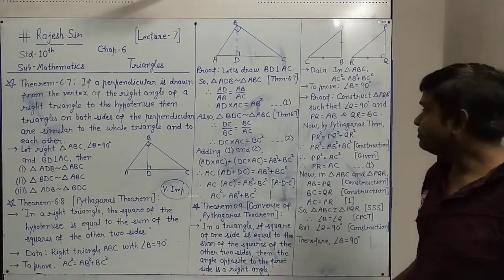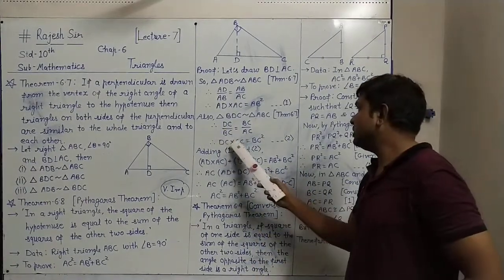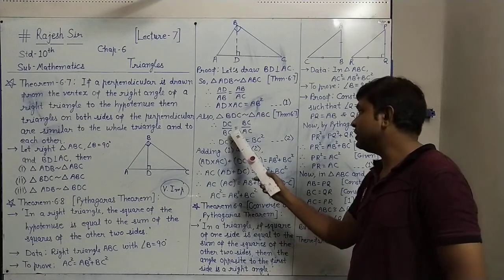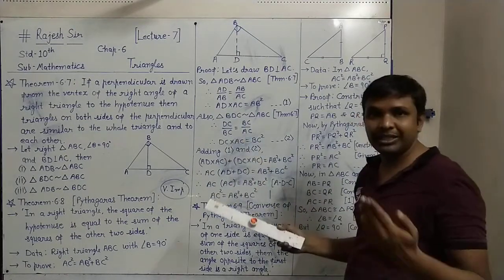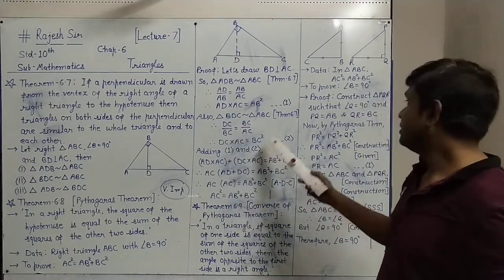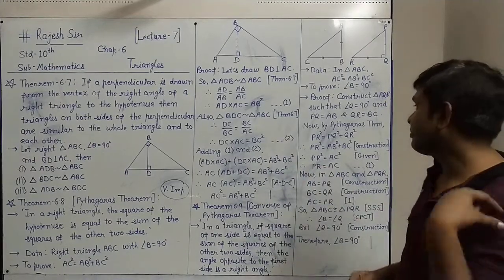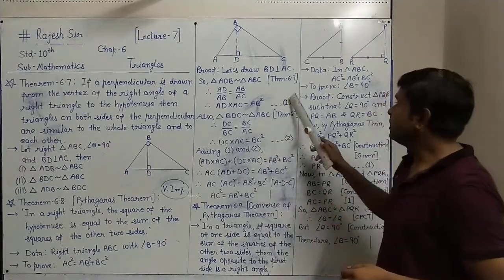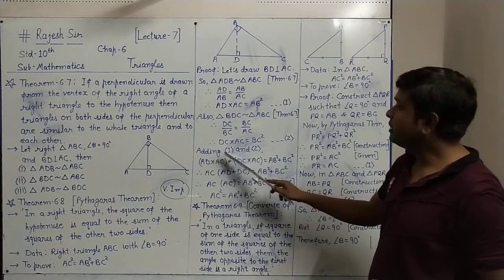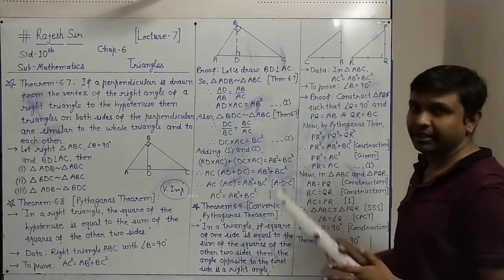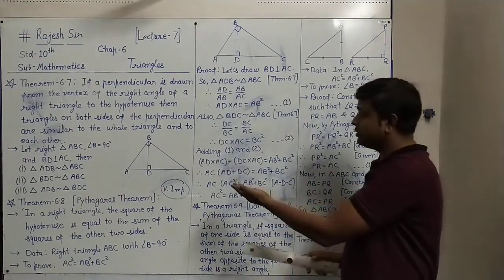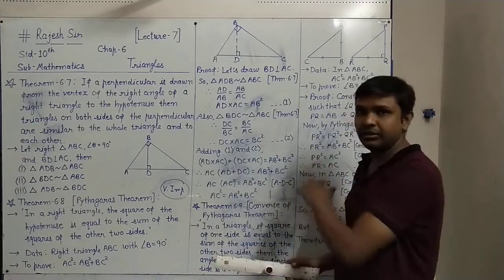Again cross multiply. So DC into AC on the left side equals, on the right side, BC into BC, which can be written as BC square. Say this is result 2. Now we have result 1 and 2, and we have to add both. So left side addition equals right side addition, we have to show.